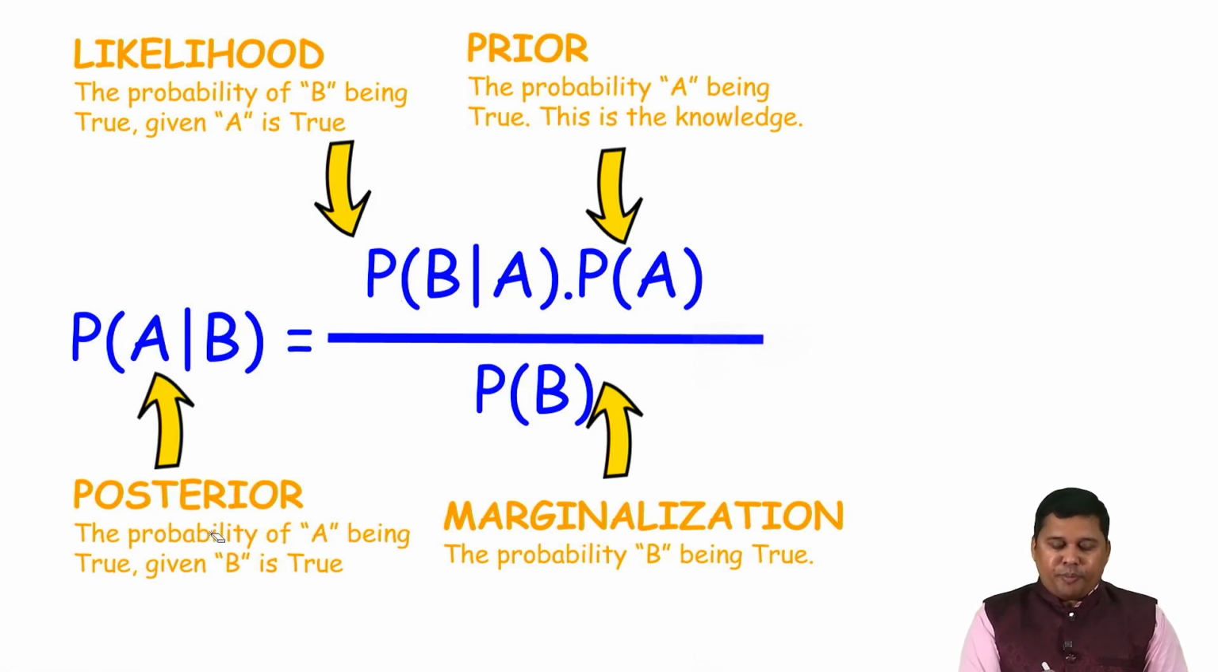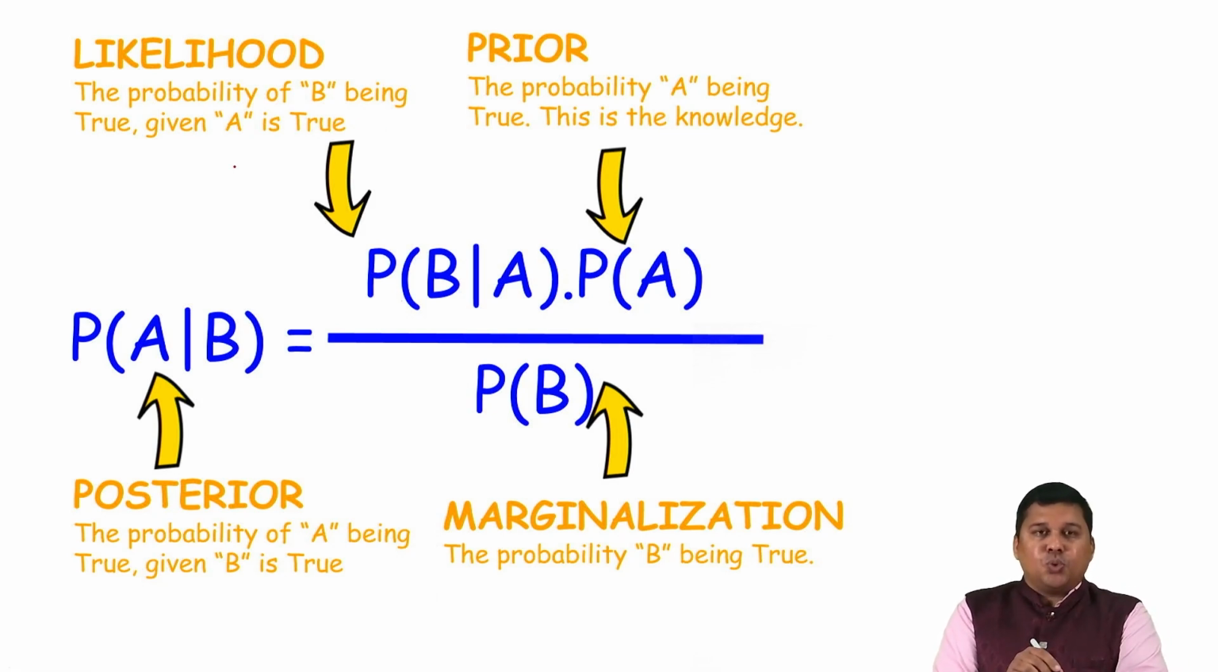What is the definition of posterior? The probability of A being true given B is already true. I know the previous knowledge that B is already true. This is called posterior. What is likelihood? The probability of B being true given A is true.